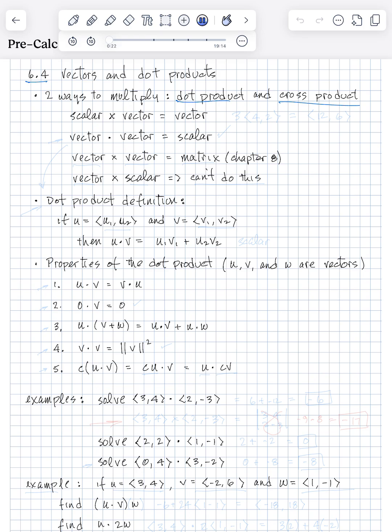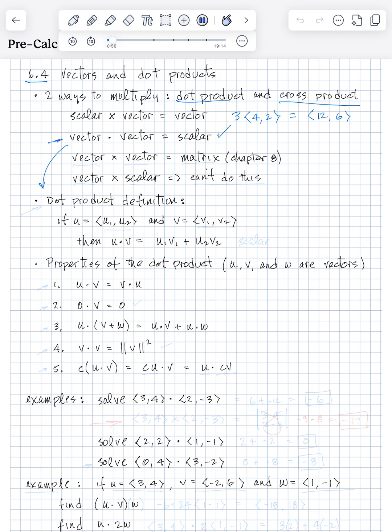For example, if we had 3 times the vector 4, 2, we multiply the scalar 3 times the vector. We get 3 times 4 is 12, 3 times 2 is 6. So the answer is another vector. Now if we do a vector dot a vector, we get a scalar. And we're going to do that next when we define the dot product.